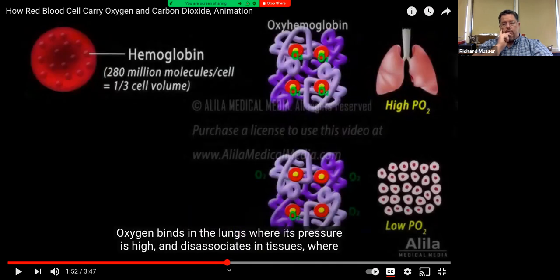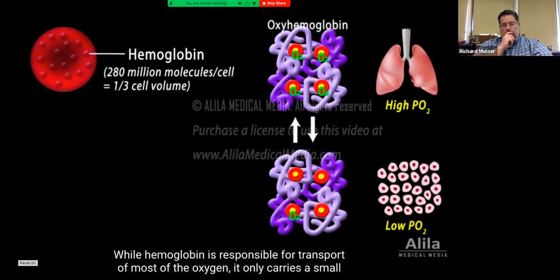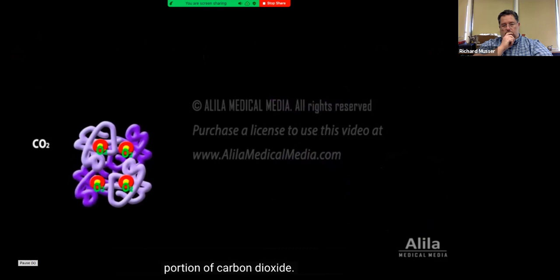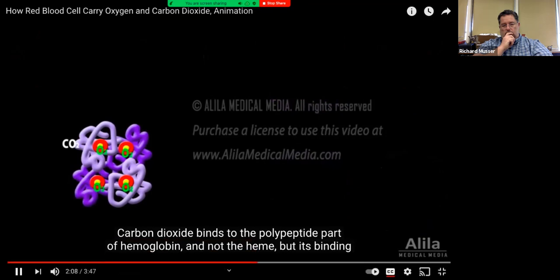So we're talking about oxygen partial pressures. Again, there's going to be a high partial pressure of oxygen in the lungs and a low partial pressure of oxygen in your tissues, and that'll cause the loss of oxygen. But what about carbon dioxide? Anyway, let's keep watching. It associates in tissues where its pressure is low. While hemoglobin is responsible for transport of most of the oxygen, it only carries a small portion of carbon dioxide. Carbon dioxide binds to the polypeptide part of hemoglobin and not the heme. So you can see carbon dioxide can attach to the hemoglobin, just not to the heme group.